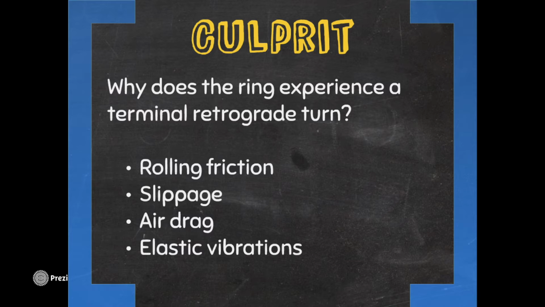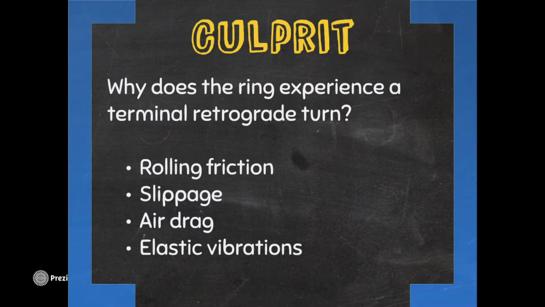So what's the culprit? Why does the ring experience a terminal retrograde turn? This is the obvious question. And one might postulate something like rolling friction. Okay, it's obviously losing energy as it interacts with the surface. Perhaps that leads to slipping. Maybe it's not gripping properly. There's air drag that we've ignored, right? The authors even considered elastic vibrations. That is, modes that get excited in the ring because of its geometry. It sounds a little exotic, but who knows?